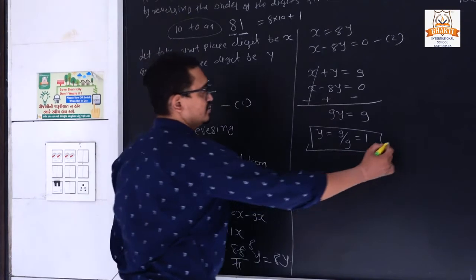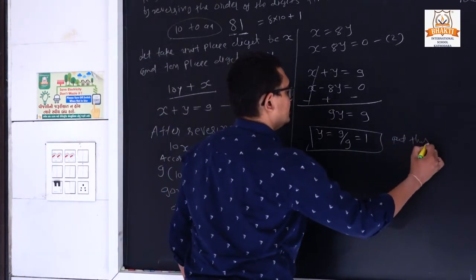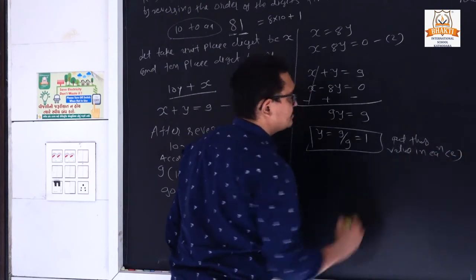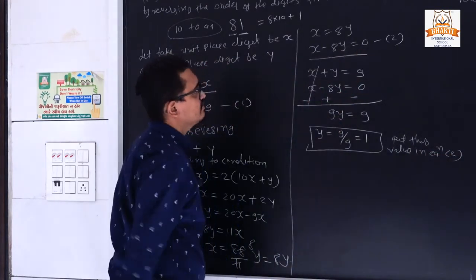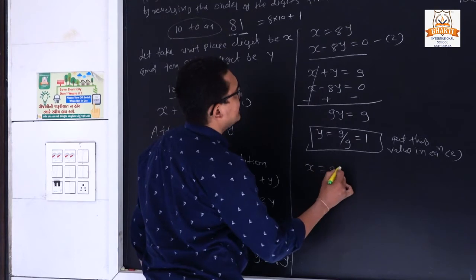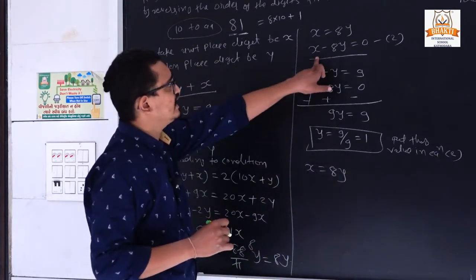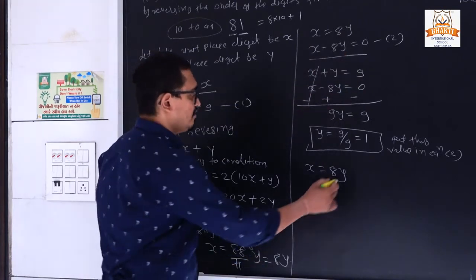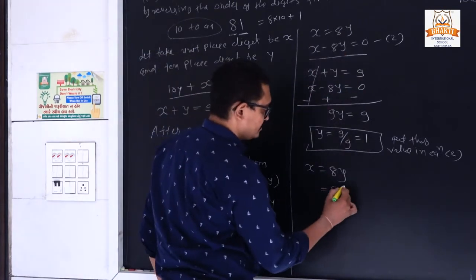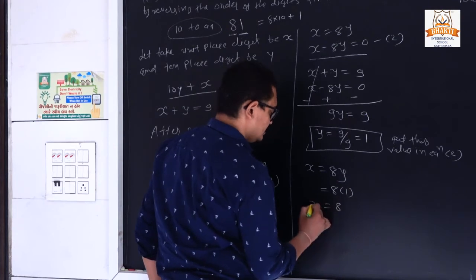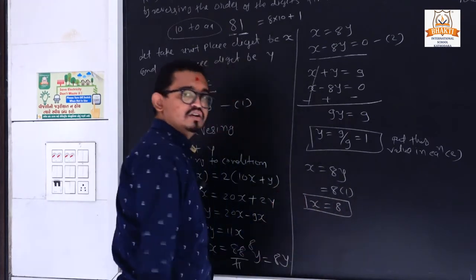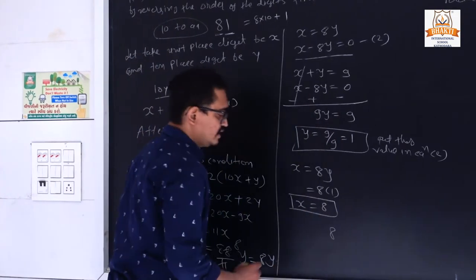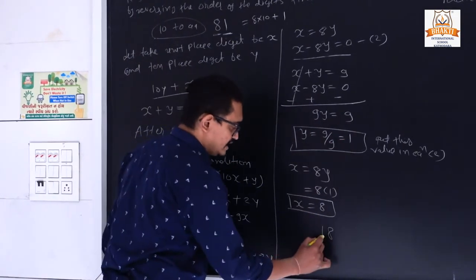Now next, put this value in equation number second. So it is our second equation. So x is equal to 8y. We can also write x is equal to 8y from equation number second. So now y is replaced with 1. So what is our answer? 8. So it means what? Our unit digit is 8 and our 10s place digit is 1.